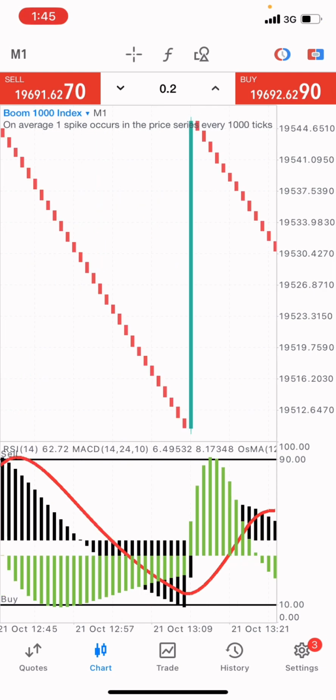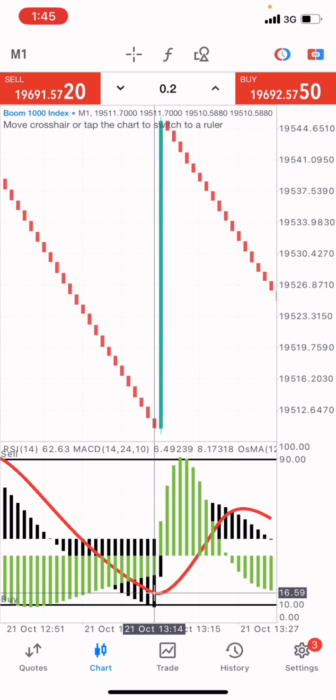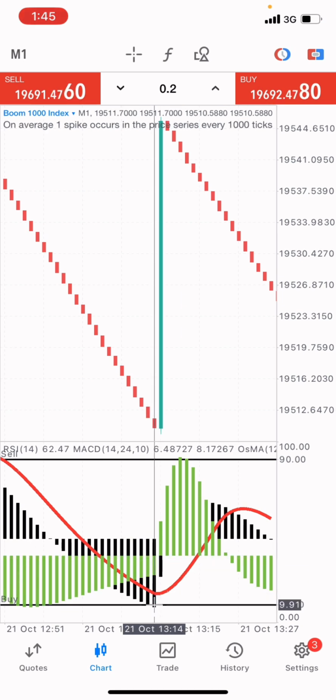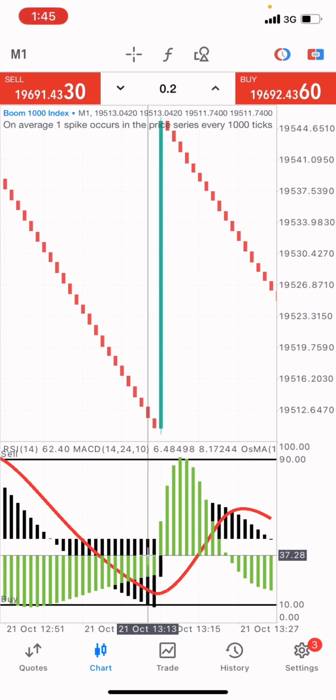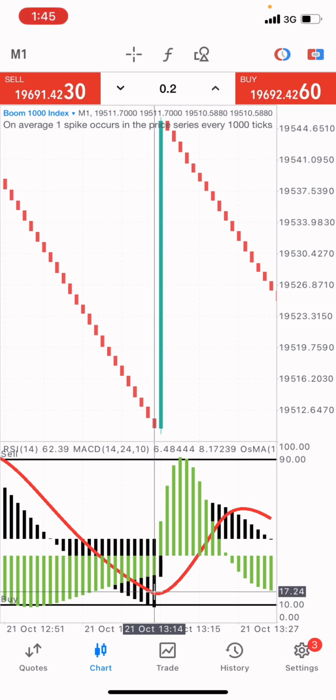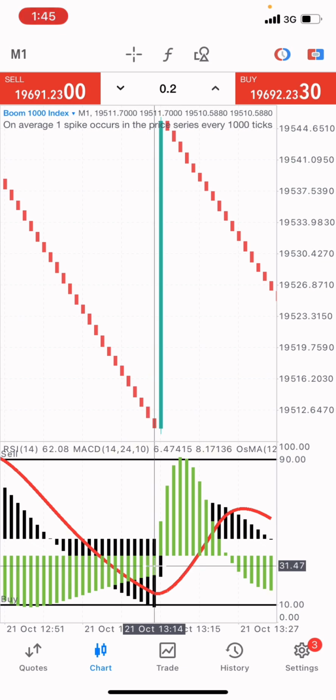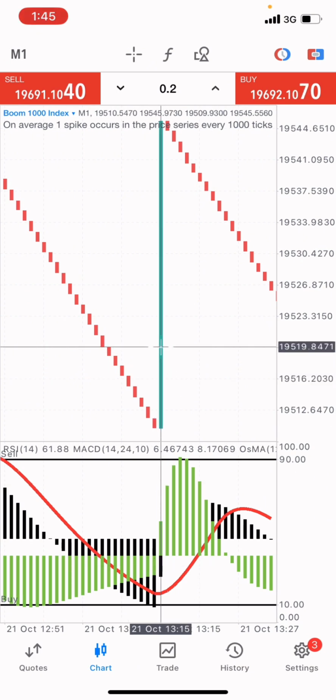Let's zoom in so that you can see. That was the last one. Take a look, the last line. Immediately it gets to the level of 10, that was the last line. And sometimes the MACD will not reach the level of 10, but this moving average of oscillator will end and the spike will come in, just as you saw here.